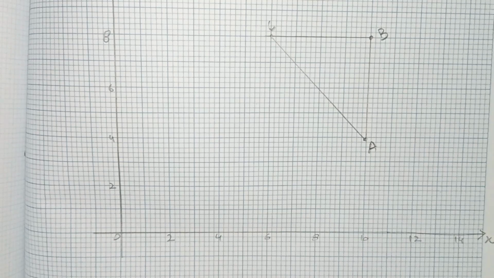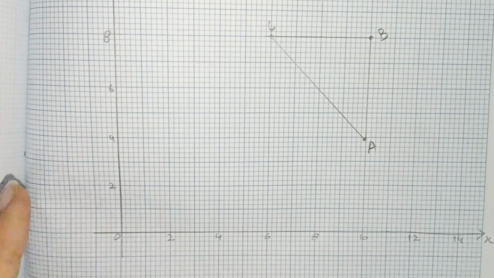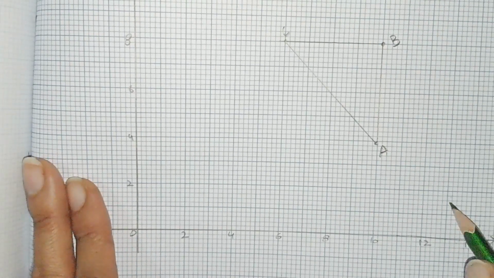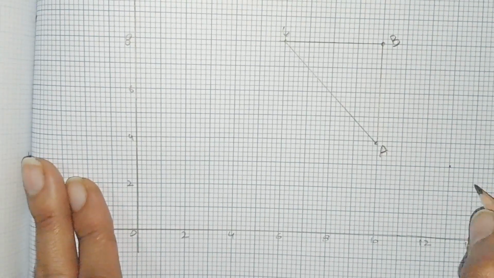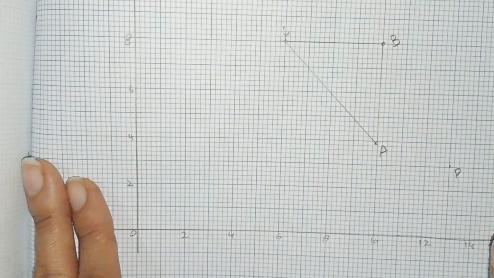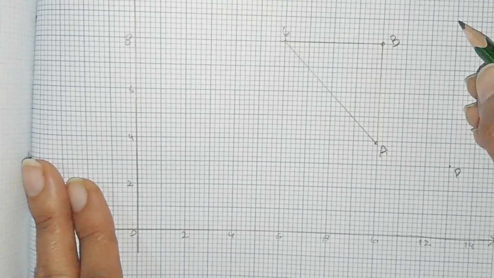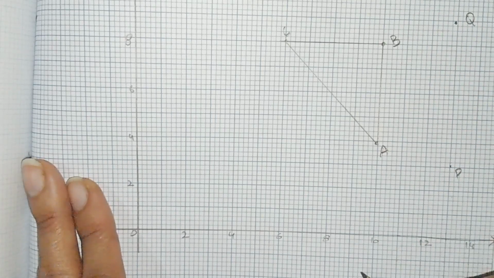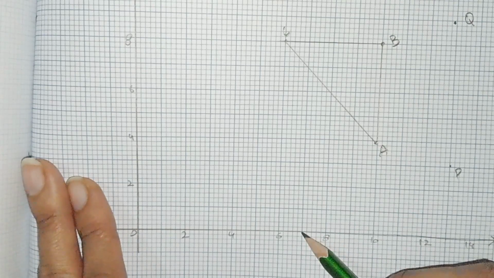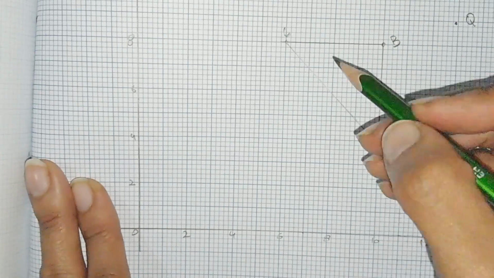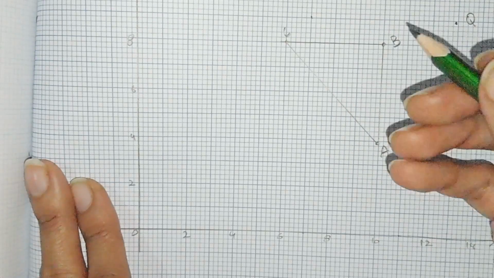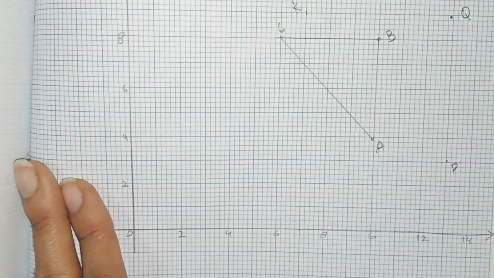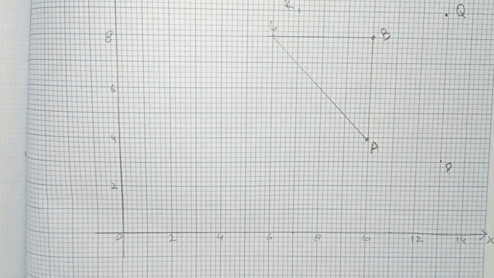Now students, this is the triangle A, B and C. Now we draw the image. P is 13 and 3. This point is 13 and 1, 2 and 3. This is the point P and Q is 13 and 9 and this one is Q. And R is 7 and 9. This is 7 and this is 9. And this is the point R. Now we join these points to make the triangle.